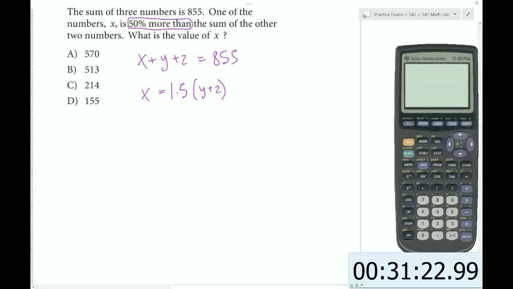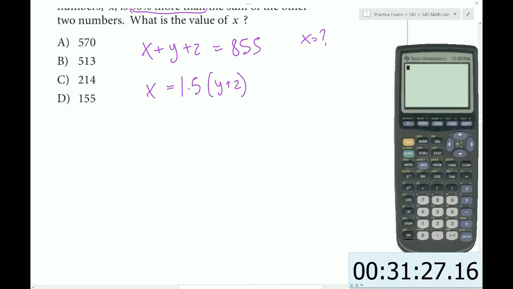Okay. What is the value of x? So we want to know x. Now normally under these circumstances we would want to have three equations to solve for three unknowns. But in certain cases we can still get part of the work done with just two equations. So let's see how that works.